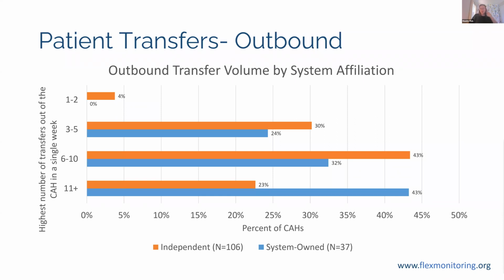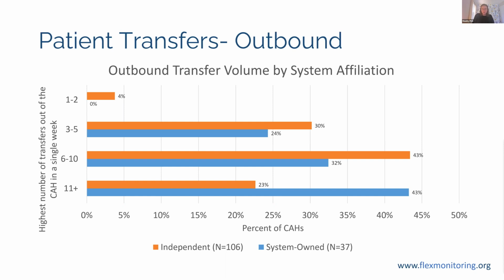So the last section of results that we have for you is all about patient transfers. So starting with patient transfers out of CAHs. This is where we asked participants what was the highest number of transfers out of your CAH that you had in a single week. So we were looking for, at the most, how many transfers went out of your hospital.